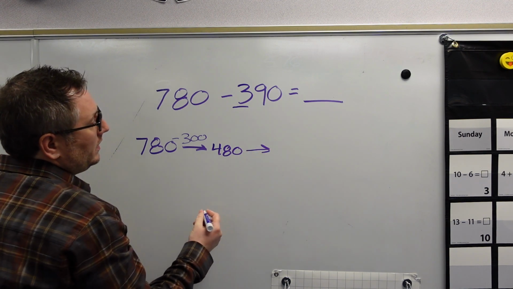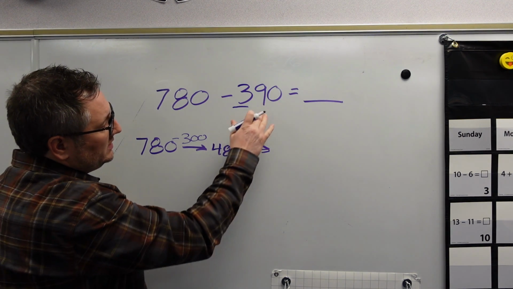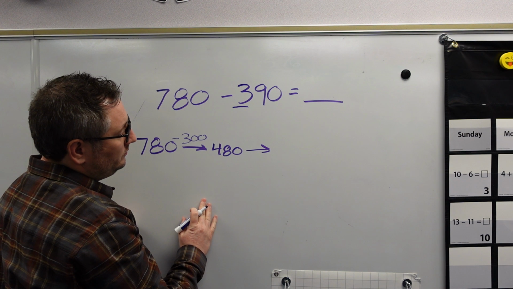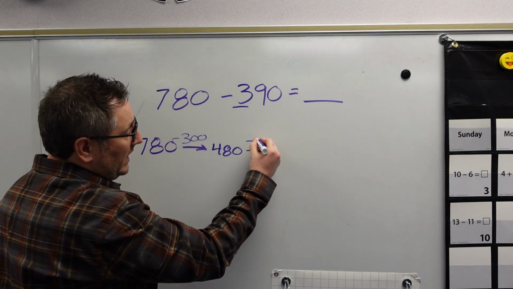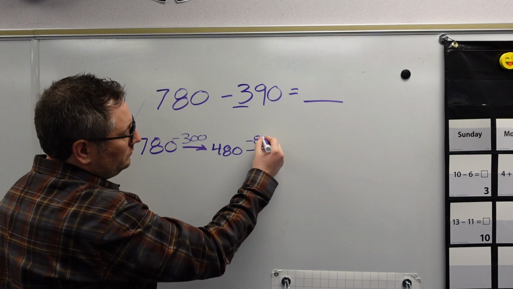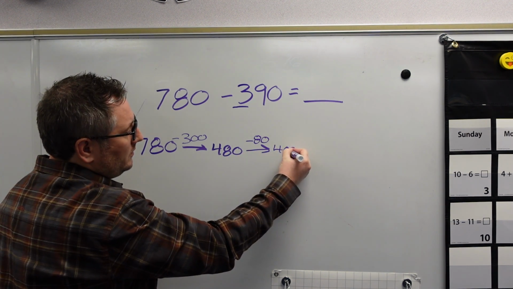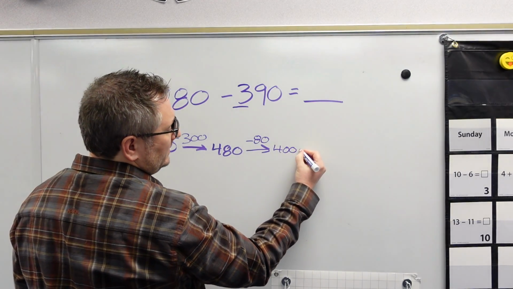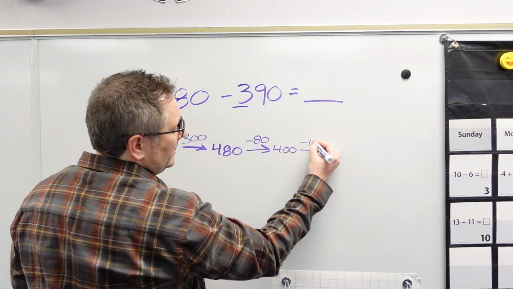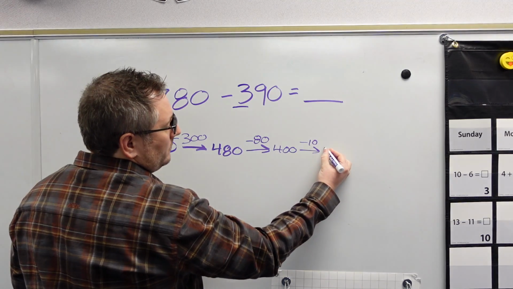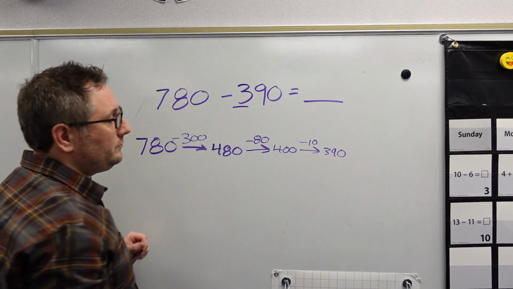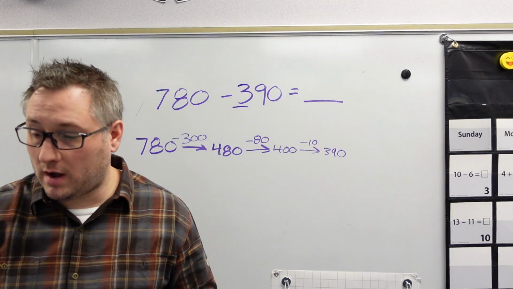Then now I still have 90 to take away. I can start by taking away 80. 480 minus 80 is 400. But I still have 10 left in 90, so I'll take away one more 10. 390. That was a challenging problem.